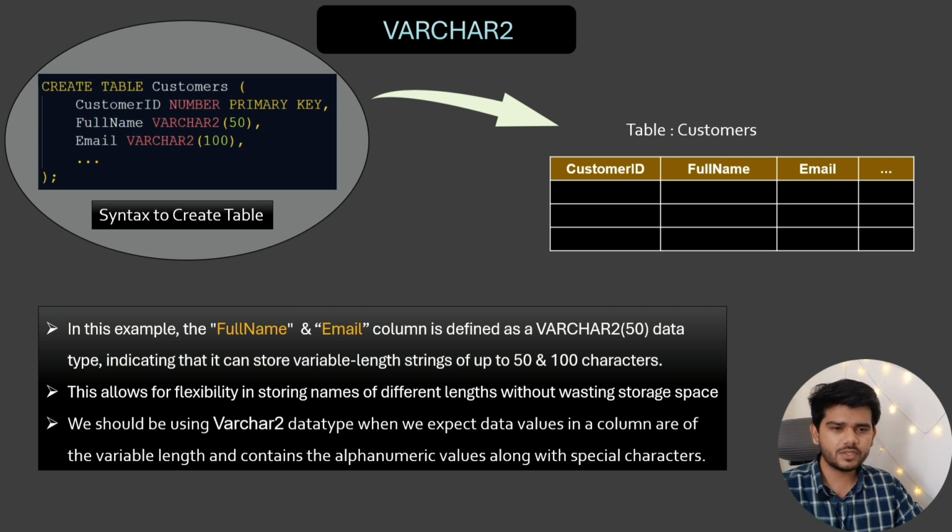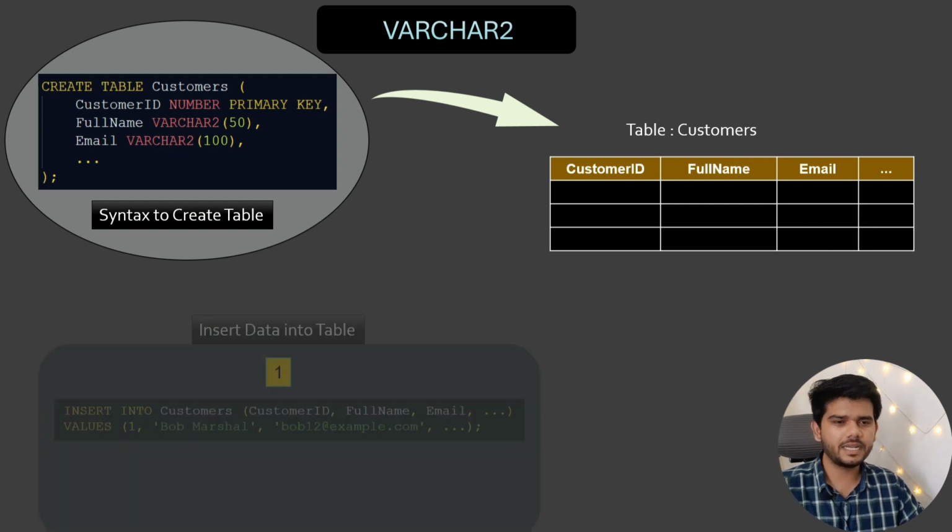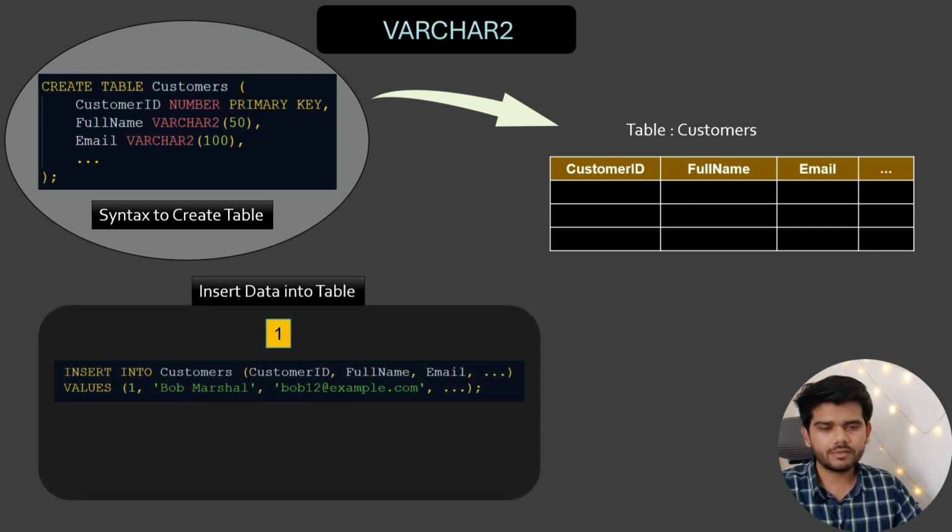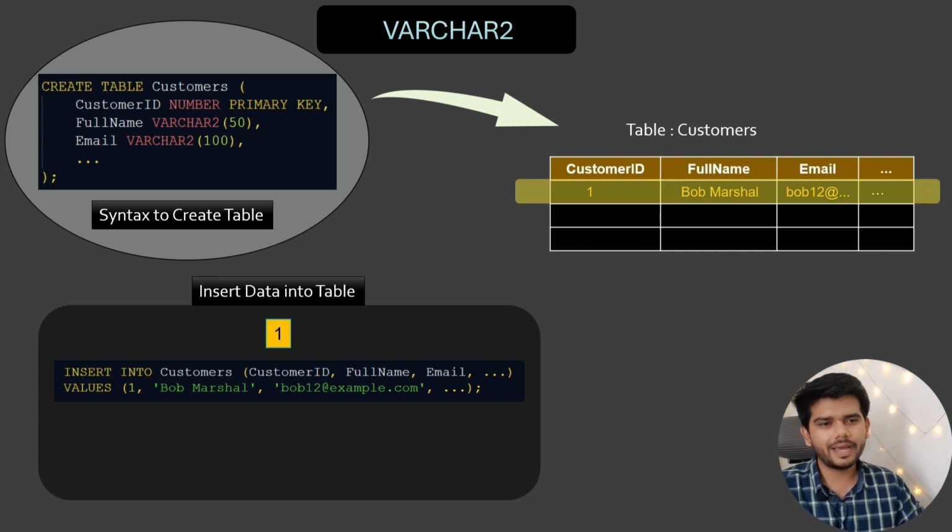When inserting data into this table, the full name and email ID values can vary in length. Let's see what type of data we can get under the full name and email columns. So we have this first syntax to insert some data into this table. After execution, we'll see data is inserted like this in the respective columns. We can observe the Varchar2 data, that is Bob Marshall, is inserted into the customer name column, and bob12@example.com is inserted into the email column.